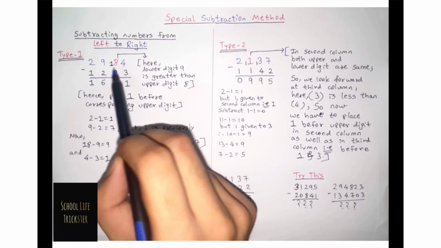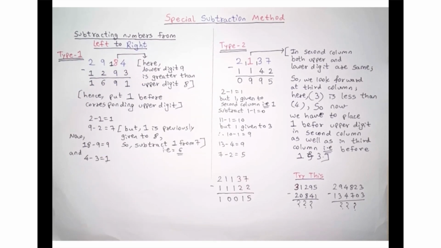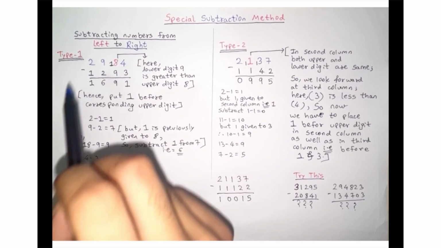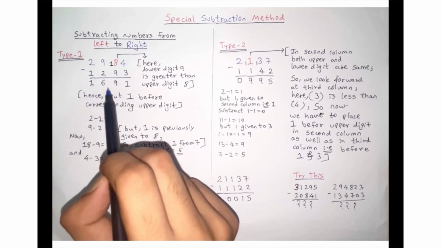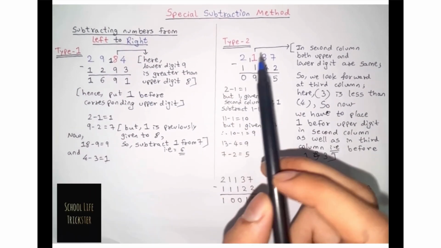Now, as we have given 1 previously to 8, we have to take it as the number 18. So, 18 minus 9 is 9. Now, 4 minus 3 is 1. So, the answer is 1691. So, this is type 2.